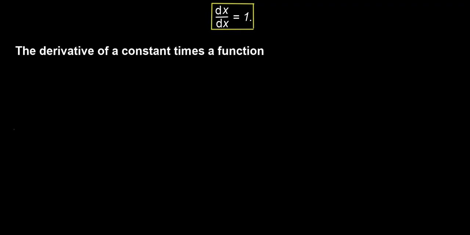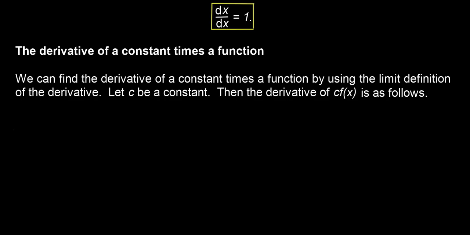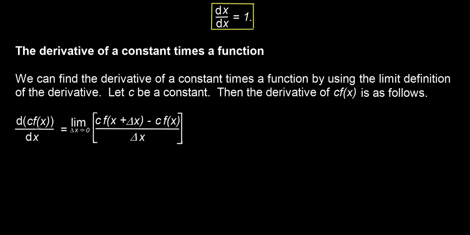All right, so what if we have a constant times some function? If f of x is a function and c is a constant, then c times f of x would be some other function of x. So we should be able to find its derivative by using the derivative definition. So we're going to go ahead and do that. I want to find the derivative of a constant c times f of x. Using the definition, it would be the limit of what I have shown in the bracket.